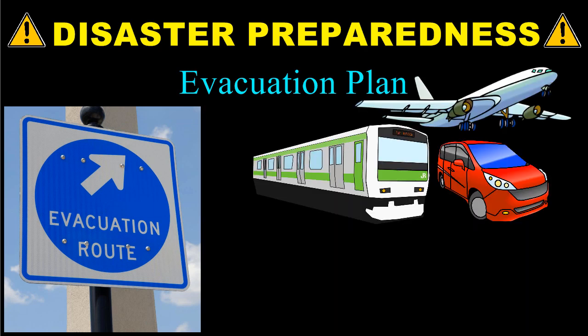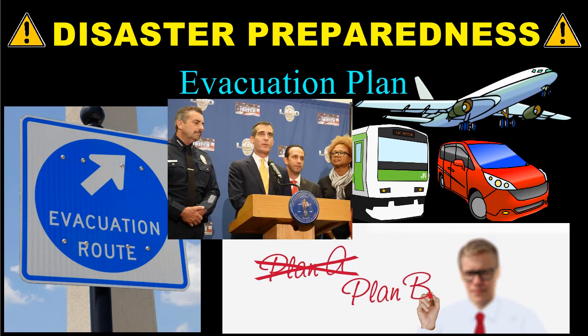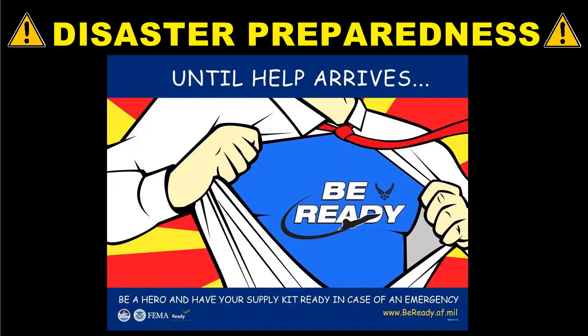Be sure to discuss which means of transportation you will use during an evacuation, for example, the family car, or public transportation like a bus or train. Have a backup plan in case your first means of transportation is unavailable. Be sure to follow recommended evacuation routes and always follow the instructions of local officials. In case of an emergency, having a disaster preparedness plan in place can help you and your family stay safe.